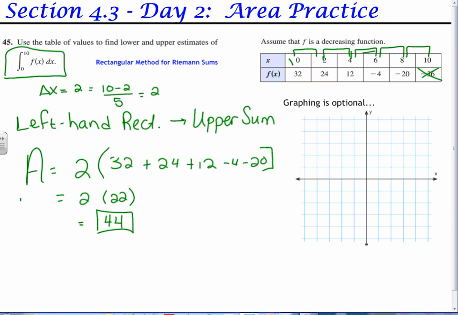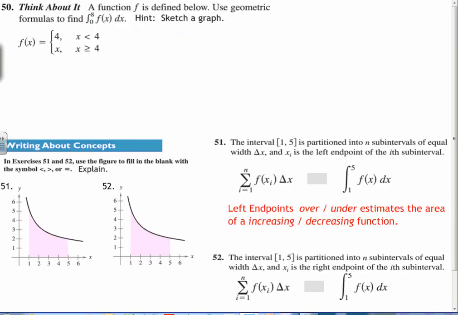Did you notice what a big swing we had? First approximation was -48, and the next one is 44. That's a lot of difference, isn't it? It shows you how inaccurate these approximations can be. We had two very different numbers on the left-hand versus right-hand approximations. If you wanted to, you could graph this function out. Not entirely necessary.